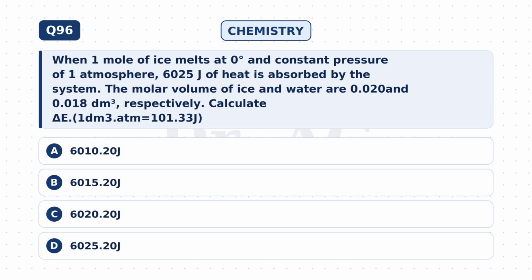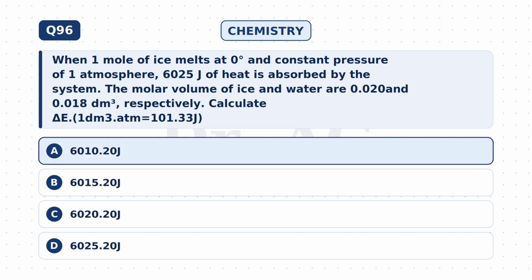Question 96. When 1 mole of ice melts at 0 degrees and constant pressure of 1 atmosphere, 6025 joules of heat is absorbed by the system. The molar volume of ice and water are 0.020 and 0.018 decimeter cube, respectively. Calculate delta E. 1 decimeter cube atm equals 101.33 joules.